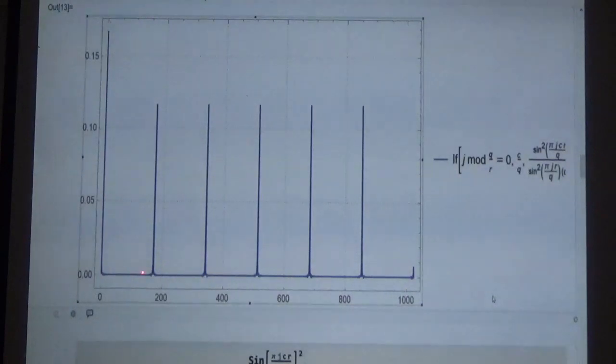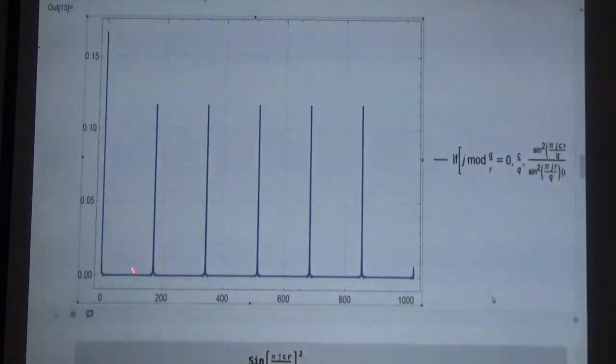The second peak is at the number 171. Now what is this 171? It's Q over R. This is when my J prime equals Q over R, or 2 times Q over R, or thrice Q over R. Now Q is fixed, 1024. R is fixed for my choice of A. My R is 6. So I take 1024 over 6. I get a number. That is 171.